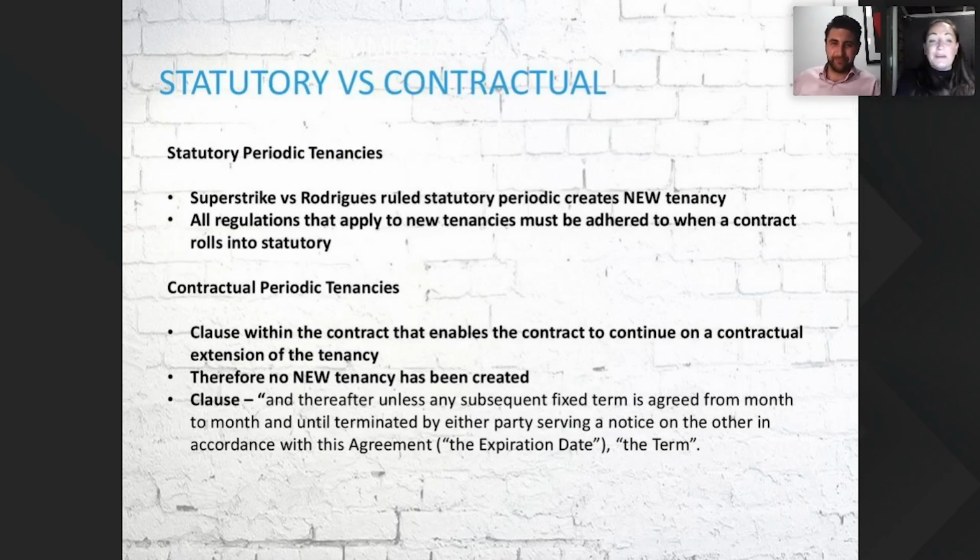Right, guys, so we talked about statutory versus contractual, and I just now want to clarify what the two things mean and how this could affect you as a landlord, okay?